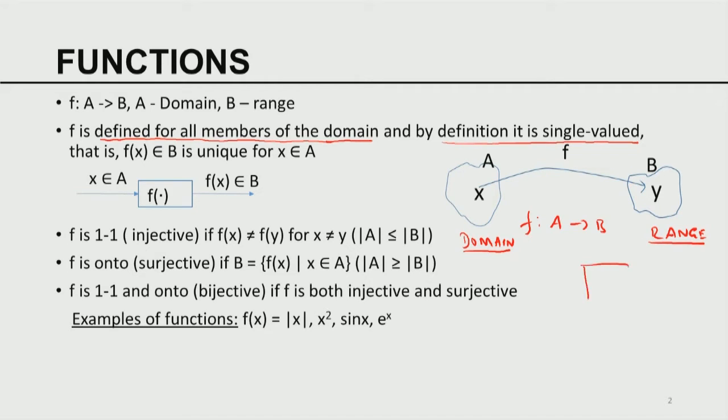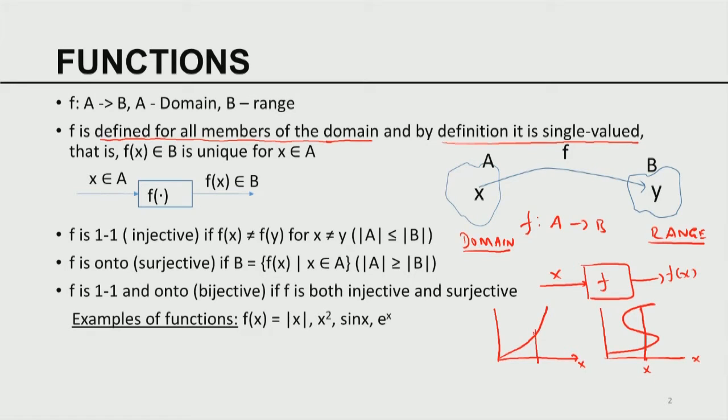If you think of a function as a black box, if you give an input x, it gives an output f of x. For every x, there is a unique f of x, there is a single value. What is the difference between a single valued function and a multivalued function? This is a single valued function. What is a multivalued function? This is the multivalued function. If I took x, here for x there are three values.